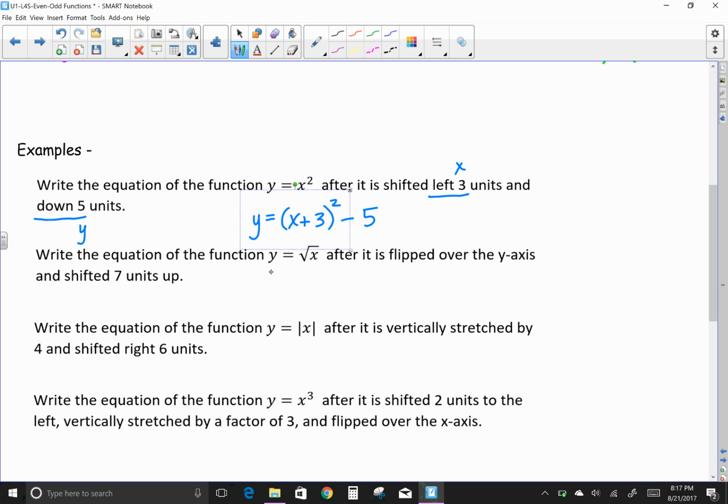Write the equation of the function y equals the square root of x after it is flipped over the y-axis. So if it's flipped over the y-axis, it's affecting the x, which means it's going to be on the inside. So I'm going to put it on the inside. Shifted 7 units up. Up is affecting the y, does the same thing, and a shift is adding or subtracting. So plus 7.